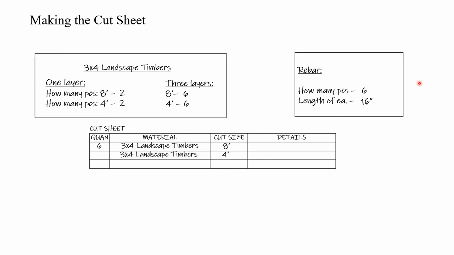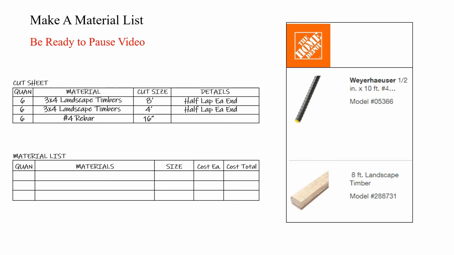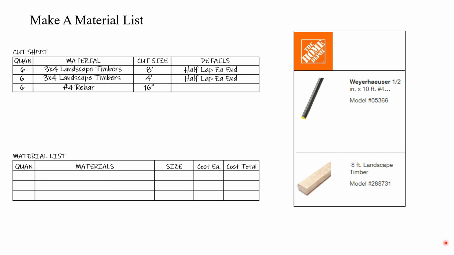All right, so you got landscape timbers, 8 feet. So we're just plugging in this information now that we got. We'll put that on here so we got us a cut sheet. All right, we needed 6 pieces of landscape timbers, 8 feet. All right, we needed what? All right, be ready to pause the video in just a second. We'll go.